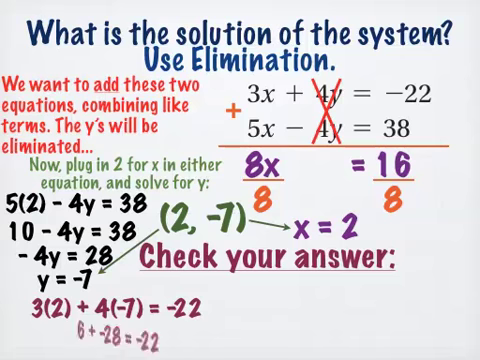Well, 3 times 2 is 6, plus negative 28 equals negative 22. This is a true statement. 6 plus negative 28 is negative 22.